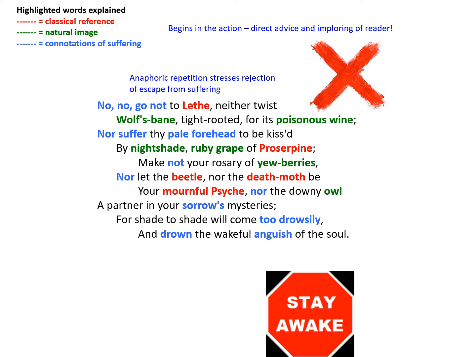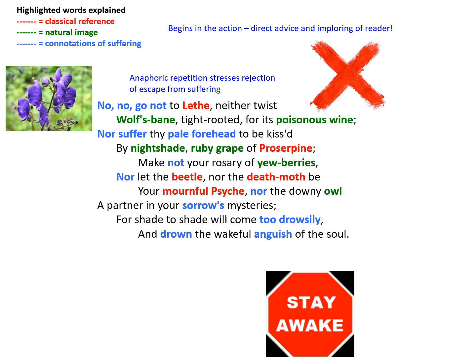We're urged in line 2 that we shouldn't be twisting wolfsbane, which is a plant that used to have numbing qualities if used mildly on wounds. But actually, if you took too much of it, it could kill you, hence the reference to poisonous wine. It's interesting that across just 2 lines, from line 2 to line 4, we're offered again another reference to ruby grape, which in some respects could well be offering us, whether it's poisonous wine or ruby grape, that alcohol is not an escape either. But then we're also offered the image of the nightshade, another toxic plant if eaten.